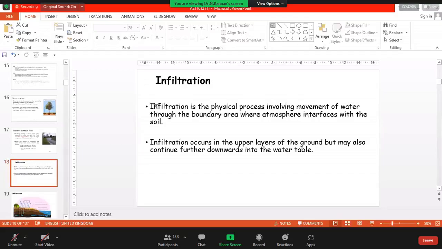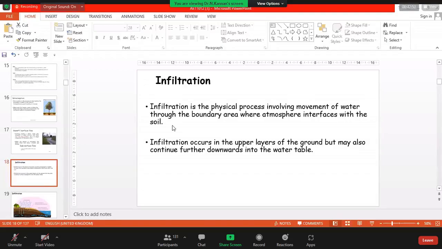Okay, sir. This is the infiltration. Infiltration, did you study this, Manashi? Yes, sir. Can you explain? Sir, it's the water entering vertically into the soil profile. Yeah, that is the process, right? Good. Infiltration is the physical process involving movement of water through the boundary area where the atmosphere interfaces with the soil. Usually, I will explain this one. This is the vertical movement of the water, right? From the soil surface into the soil profile.